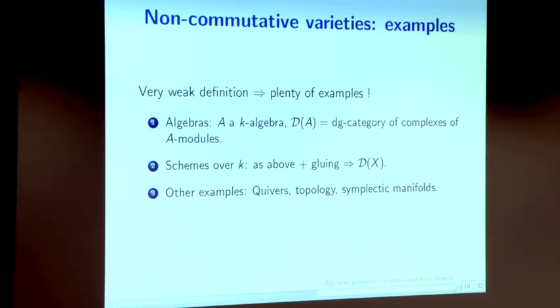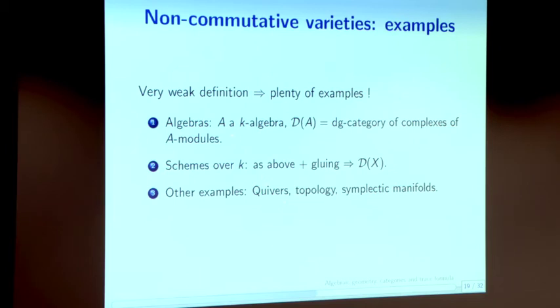So there are examples coming from algebra. If you just pick any K algebra, you have various constructions to look at it as a category. One way is to take the category of complexes of A modules. That's an example of a DG category over K. You could also consider the algebra as a category with one object. It's another way to look at it as a category. So any algebra gives you a non-commutative variety.